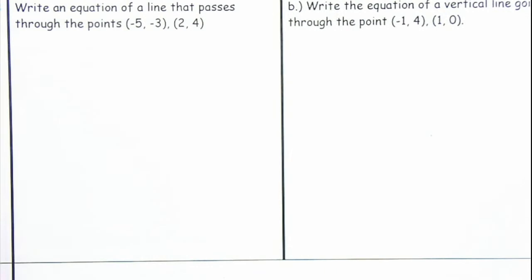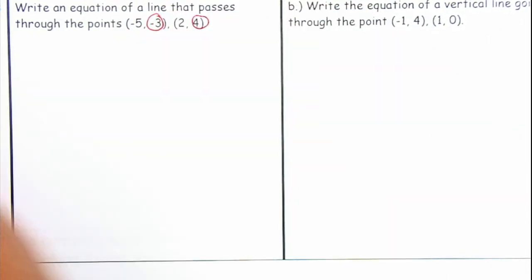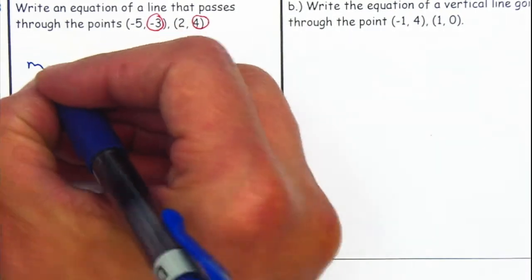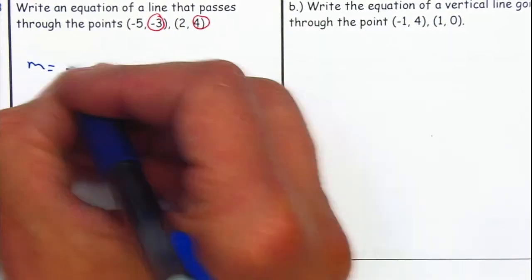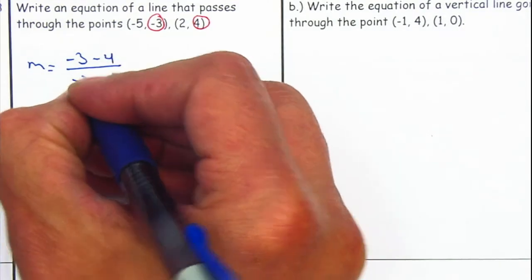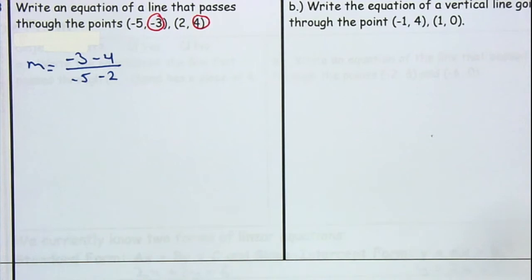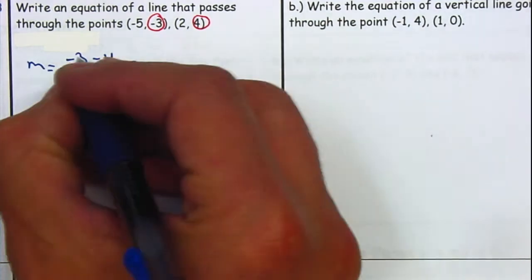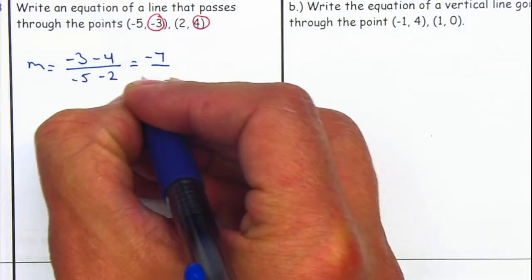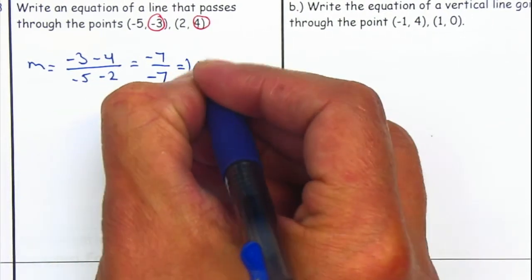I'm going to find my slope first. So I'm going to circle the y values. And all of you guys are very good at finding the slope. It's a very quick process. So it'll be -3 minus 4 over -5 minus 2. If we simplify this, this will give us a -7 over -7, same sign you add, keep the sign of the bigger number, and that is equal to 1.